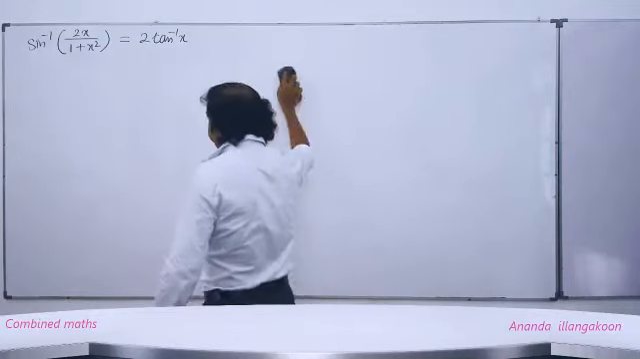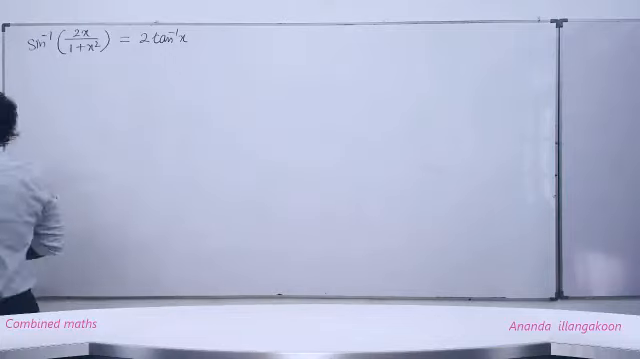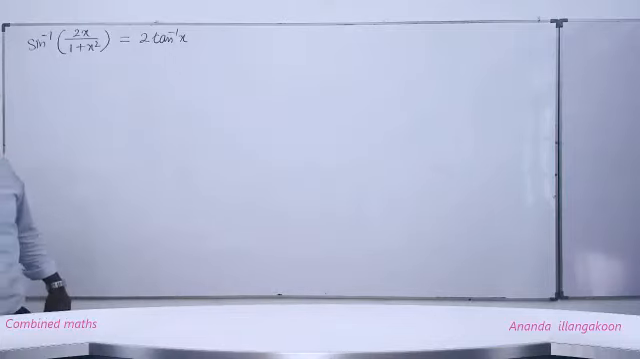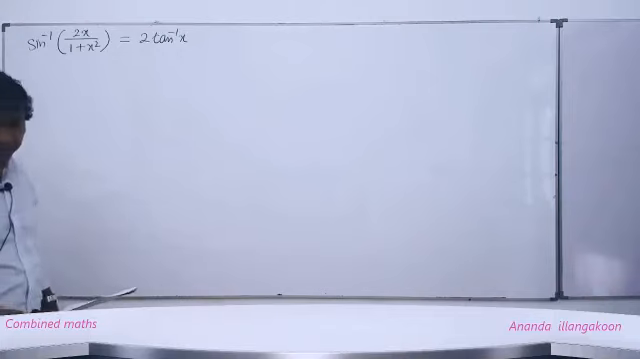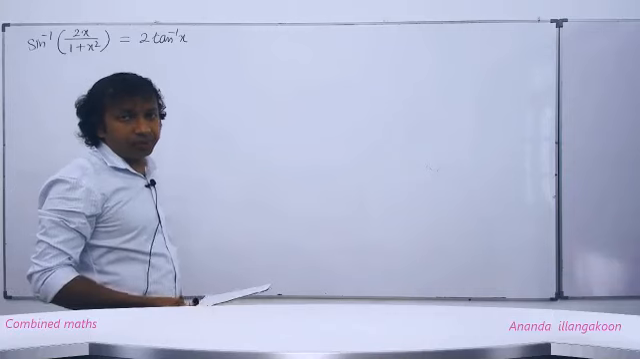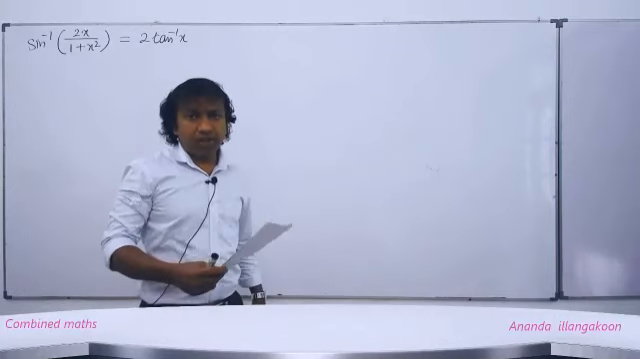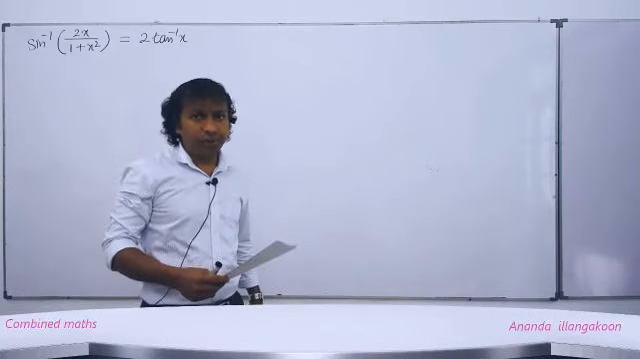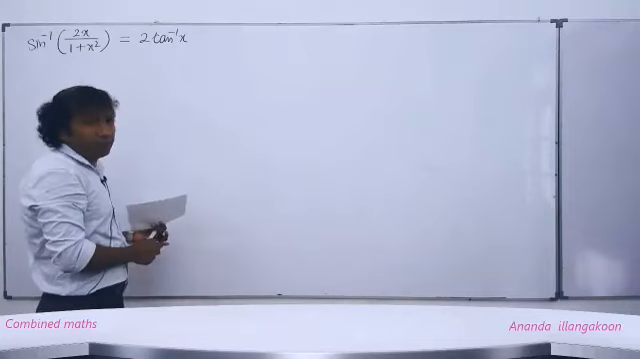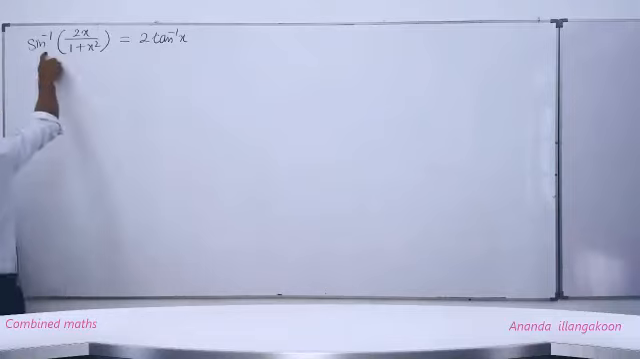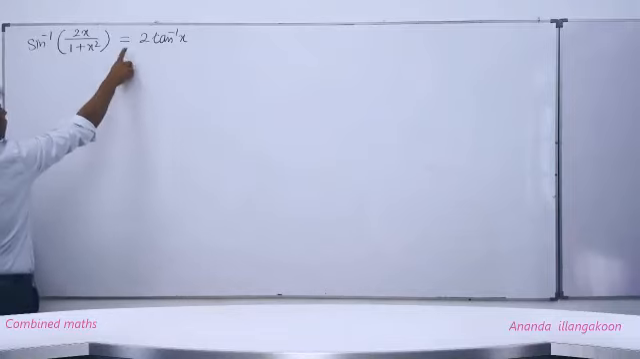Right, now we will ask another part. Hence, show that. We know, people, whenever we have the word hence, definitely the result we have already proved should be used. So the result we have proved already is: sin inverse 2x upon 1 plus x square is equal to 2 tan inverse x.